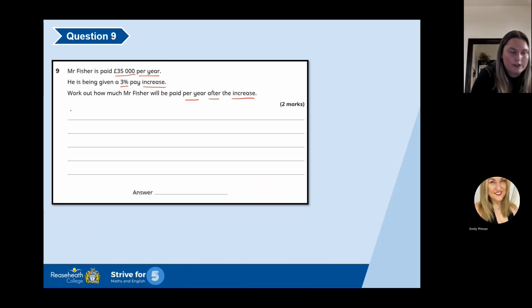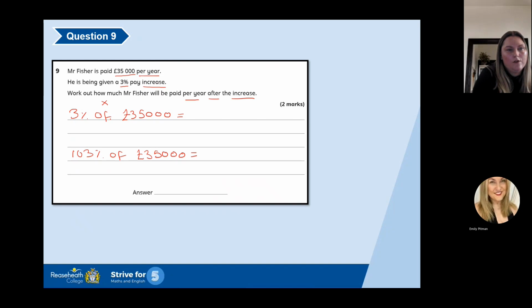So we've got 2 different ways of doing this. We can either work out 3% of, which also means times 35,000, or we can work out 103% of 35,000. So we'll try it this way first.